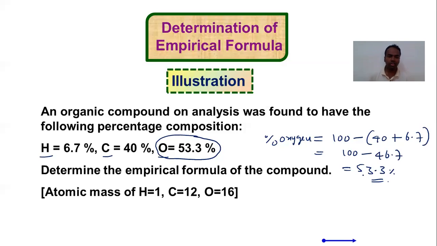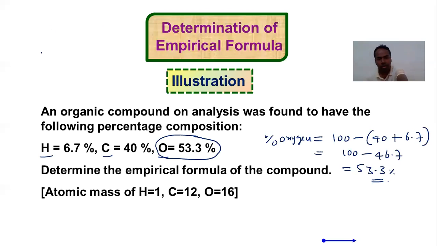But here, luckily, they have given the percentage oxygen. So this is the previous question. Then the question is: determine the empirical formula of the compound. So how can you determine the empirical formula? There is a method. Now I'm going to teach you how to determine the empirical formula. Here, how many elements are there? 3 elements are given: carbon, hydrogen and oxygen. First, step 1.